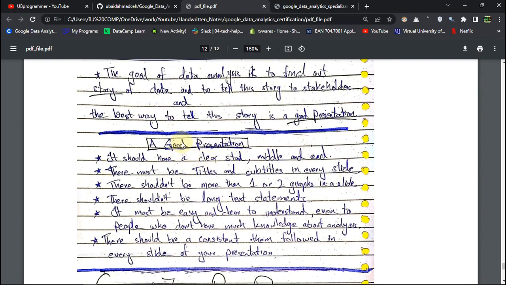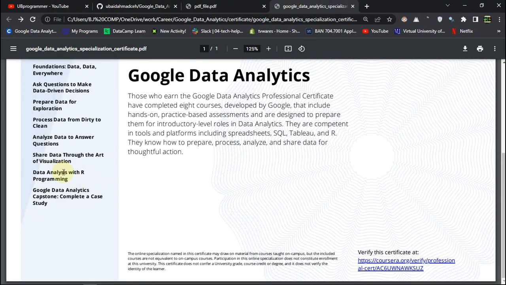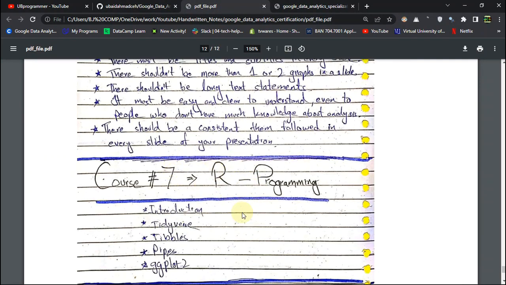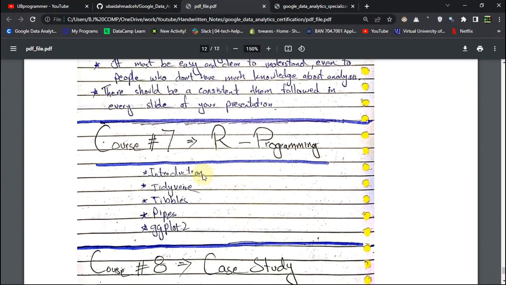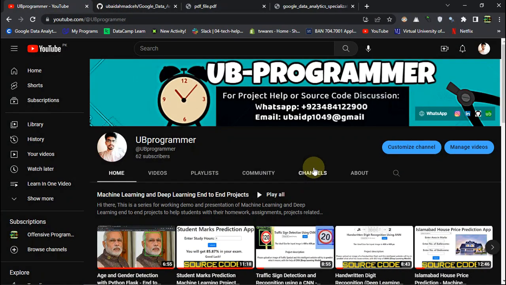And they are giving some instructions, tips and tricks on how to prepare a good presentation for your stakeholders, and these are some key points. You can read them out. Then we have the act phase, or the R programming. So here we are acting on it. And I would say there was not much practical in course 7, R programming either. So for it, as I said, you should review some other resources also.